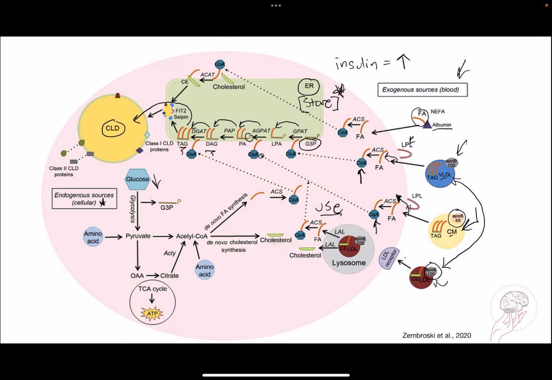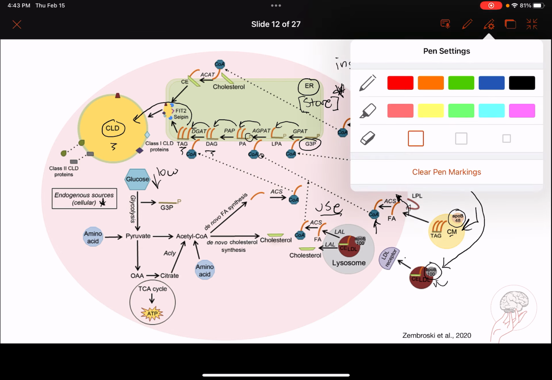So, if we have low glucose, we're going to need to use some fats for energy. Those will probably come from the lipid droplet. Additionally, if we think about, let me erase this really quick.